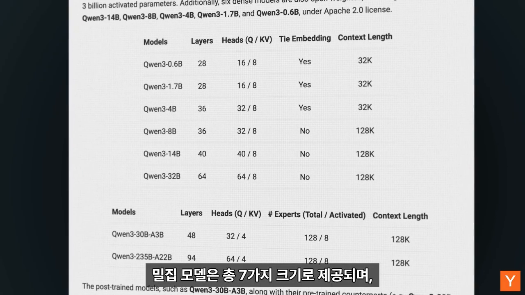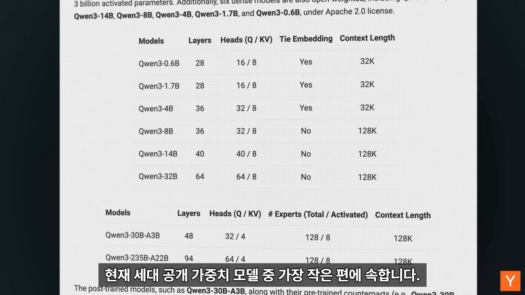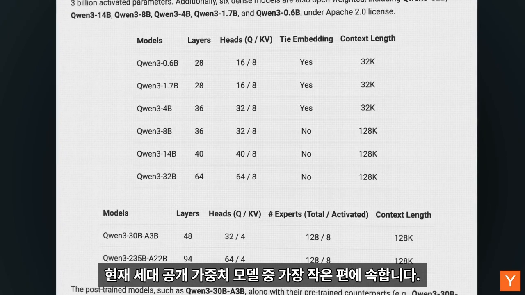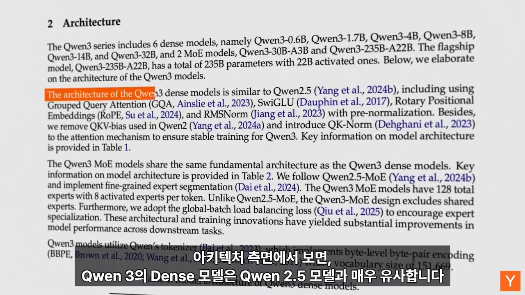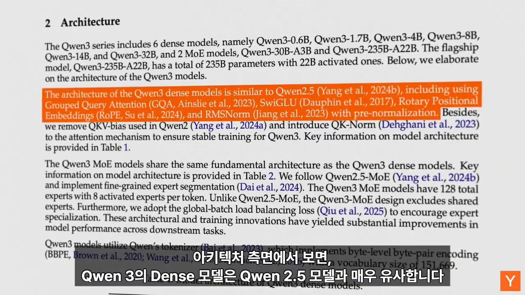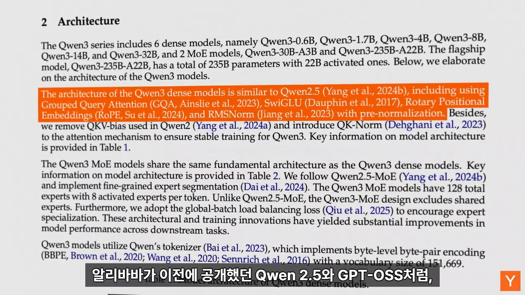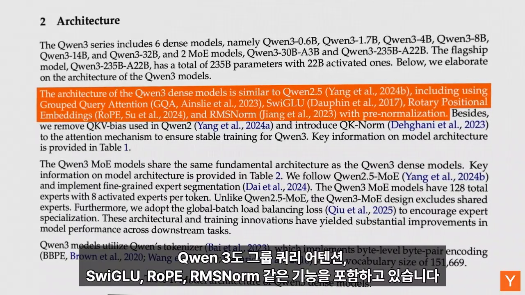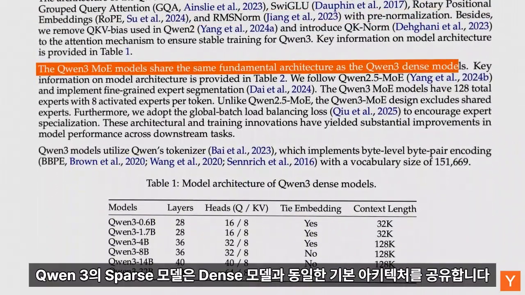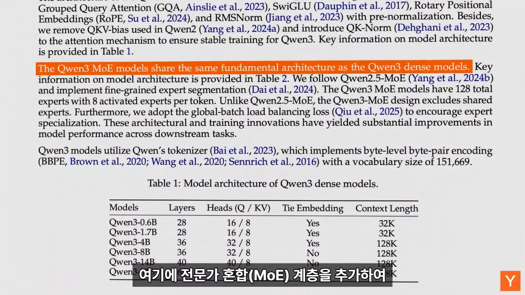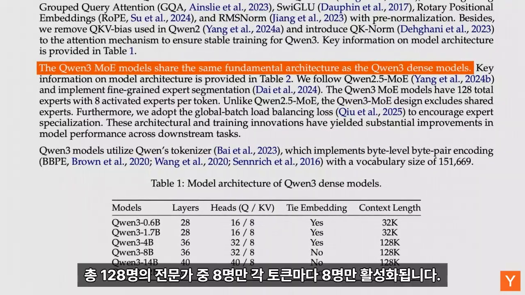The dense models come in 7 different size classes, including a 0.6 billion parameter model, one of the smallest current generation open weight models around, while the MoE models come in 2 different size classes. Architecturally, Qwen 3 dense models are very similar to the Qwen 2.5 models, Alibaba's previous releases. Like Qwen 2.5 and GPT-OSS, Qwen 3 incorporates features like grouped query attention, SwiGLU, RoPE, and RMSNorm. Qwen 3's sparse models share the same fundamental architecture as its dense models, but add a mixture of experts layer with 128 total experts, of which 8 are activated per token.